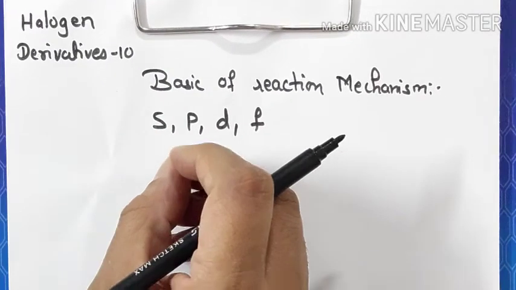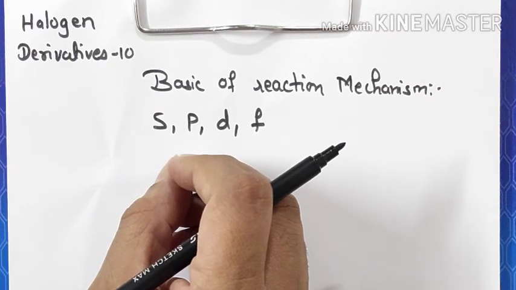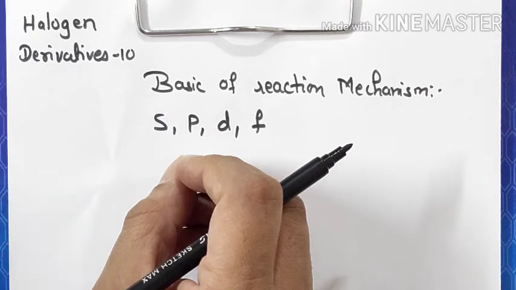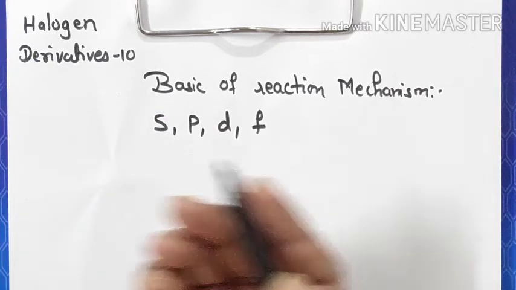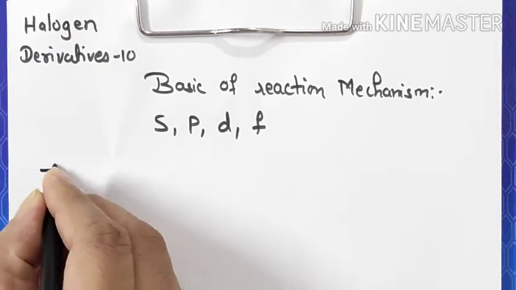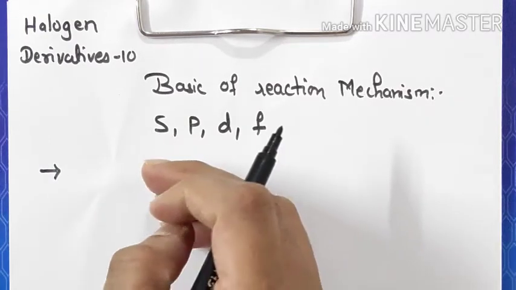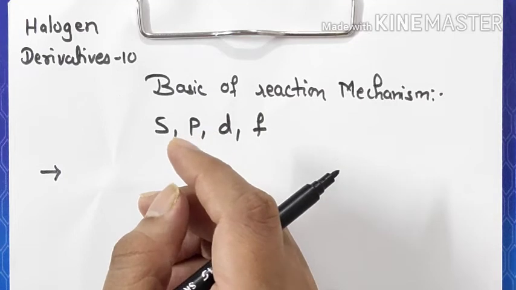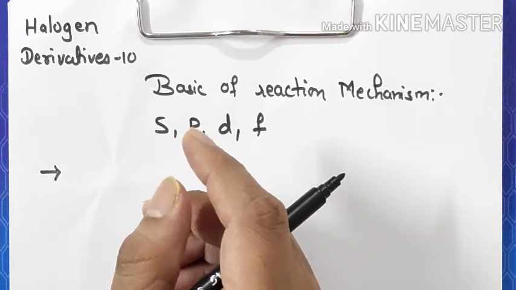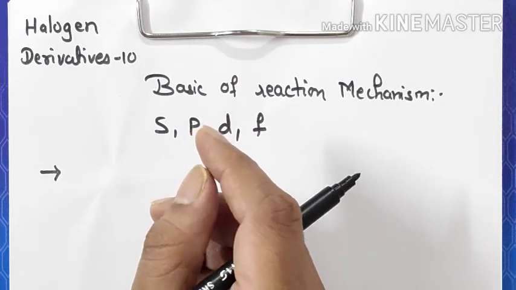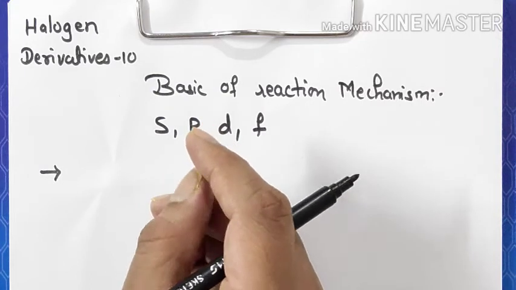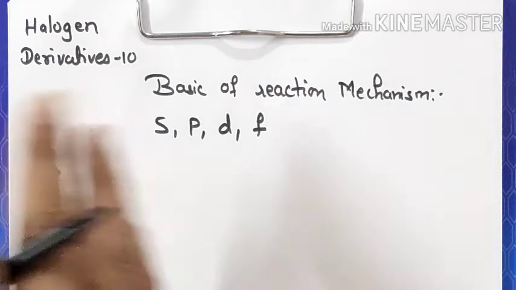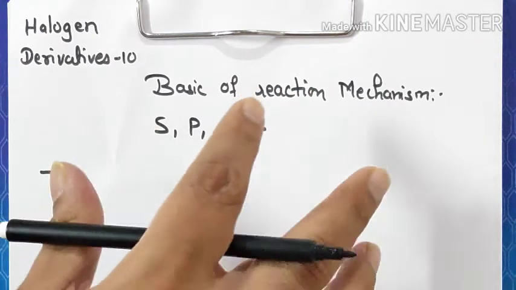We also studied one chapter, molecular orbital theory. In that we studied the presence of bonding molecular orbitals, and in the same chapter and subtopic we also studied anti-bonding molecular orbitals. You remember? Okay. Now, we start from there.